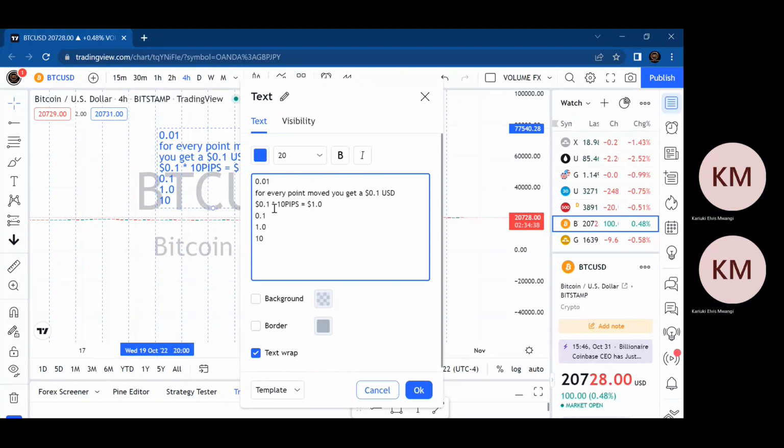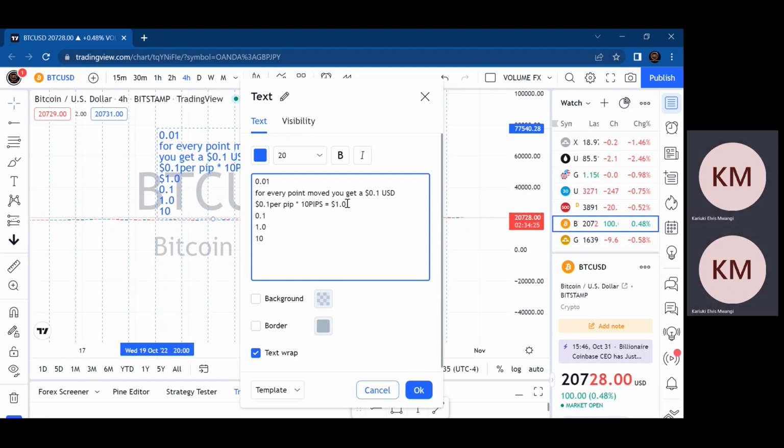Because it is 0.1 per pip, you're getting 0.1. This is 0.1 per pip. Yes, that is basically what it means.